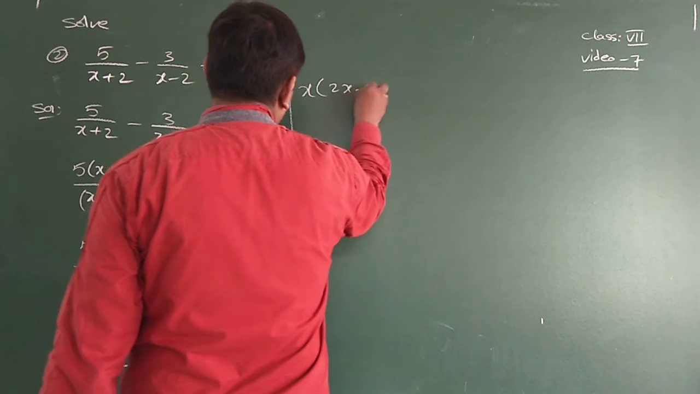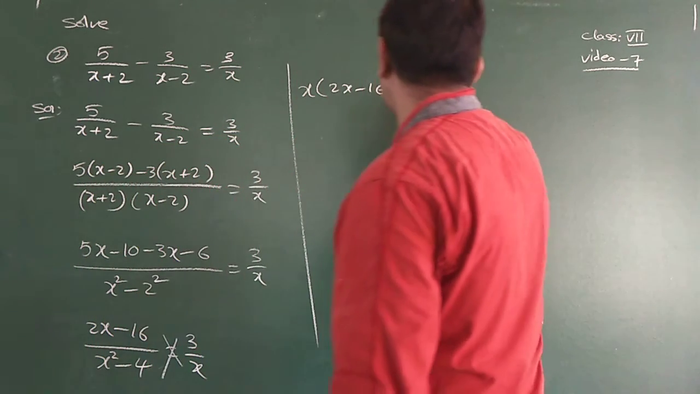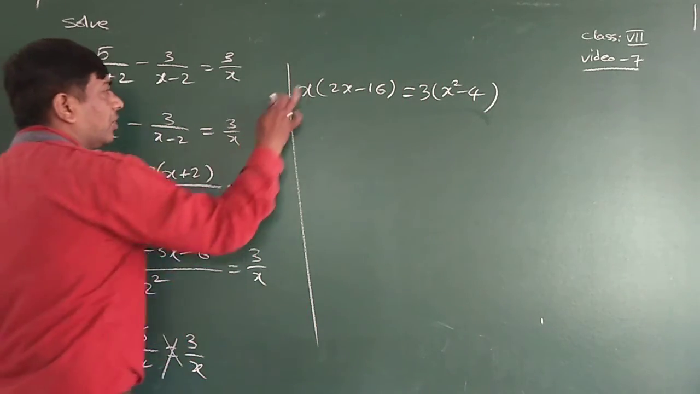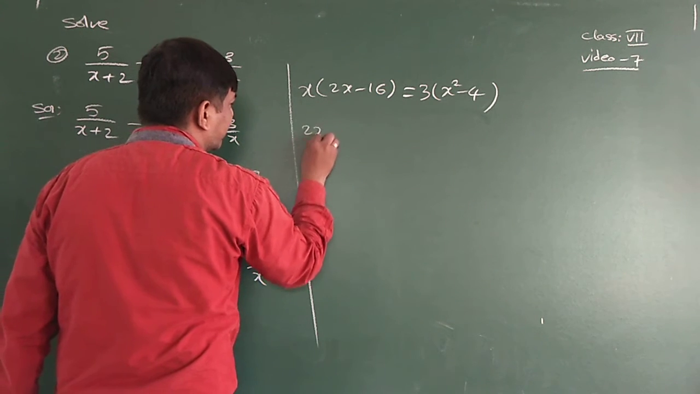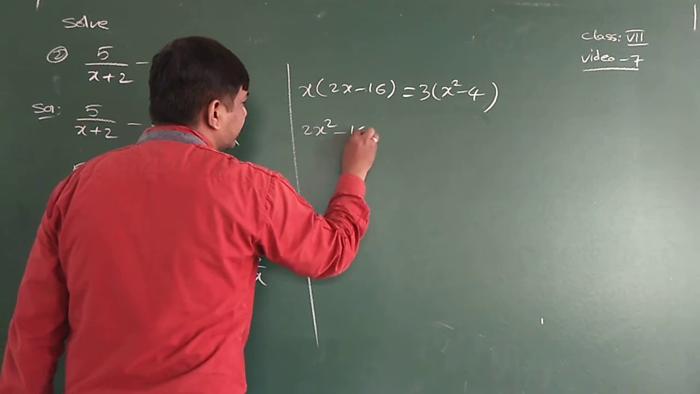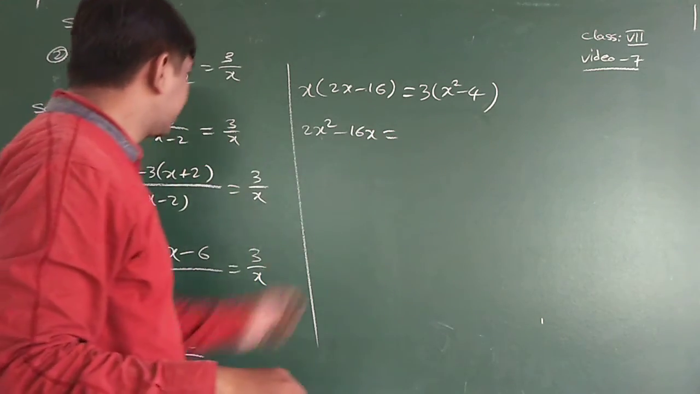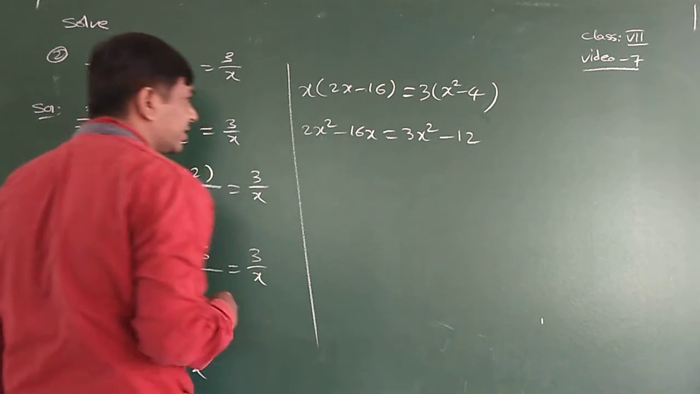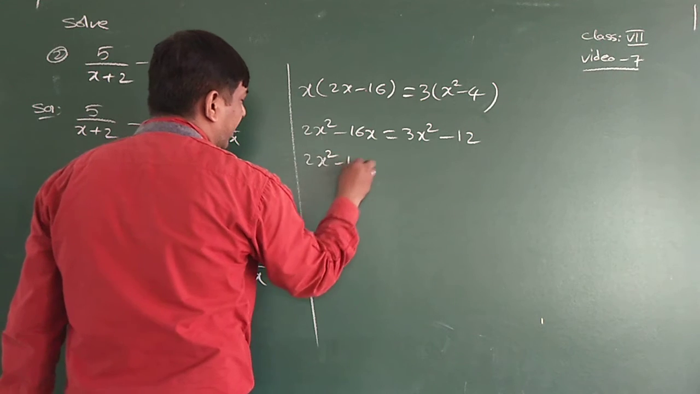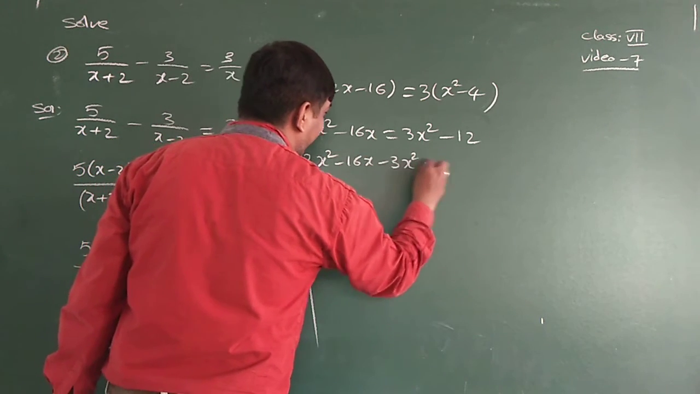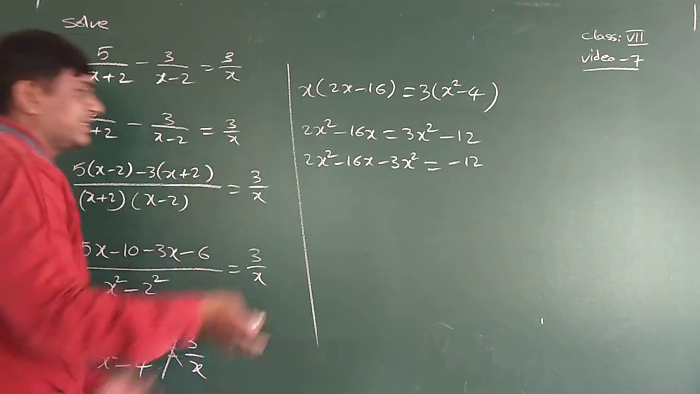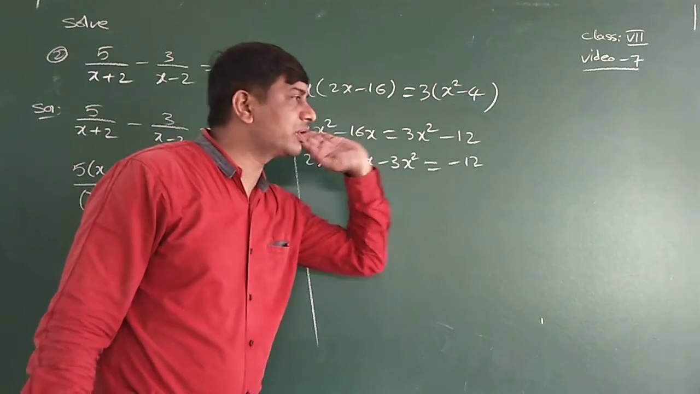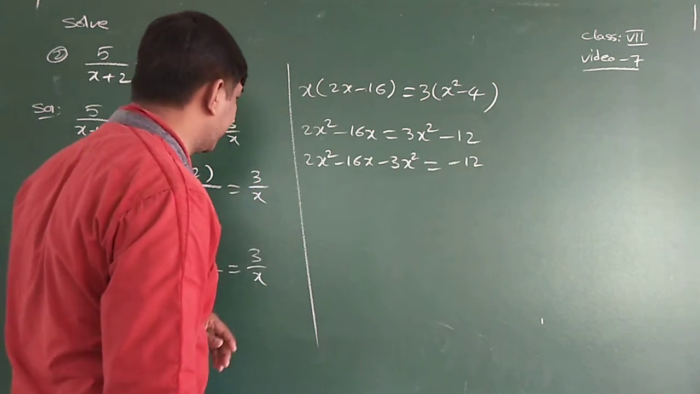x into (2x - 16) is equal to 3 into (x square - 4). Now plus into plus is plus, 2x into x is 2x square. x into minus 16 is minus 16x, equal to 3 into x square, 3x square. Plus into minus is minus, 3 4s are 12. Take all the terms to this side: 2x square minus 16x minus 3x square is equal to minus 12. Constants I am taking to that side only, because anyhow I have to transpose again a second time. So I took the constants to the right side and only the variable terms to this side.